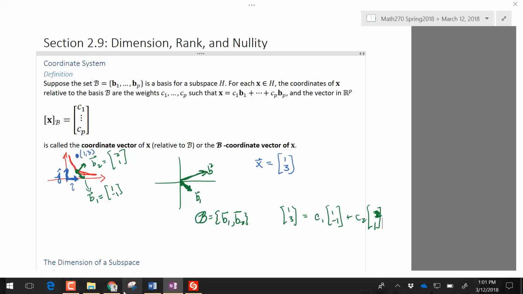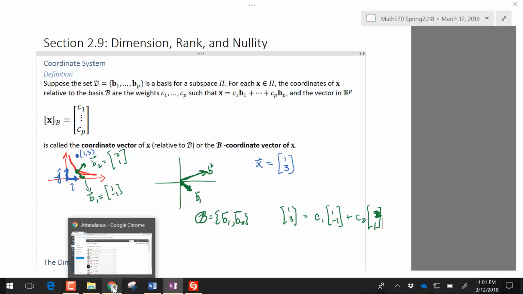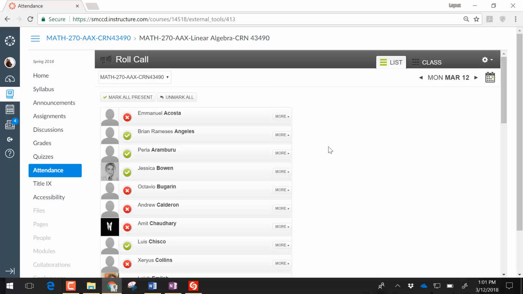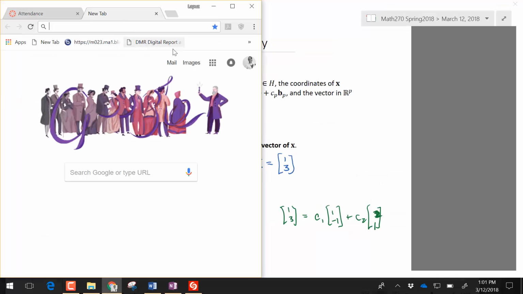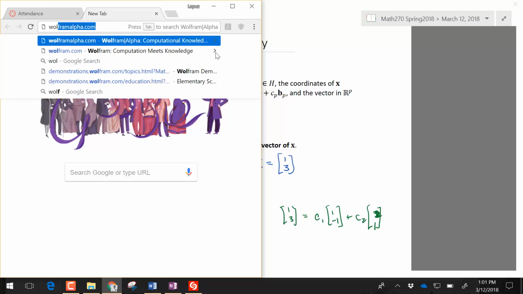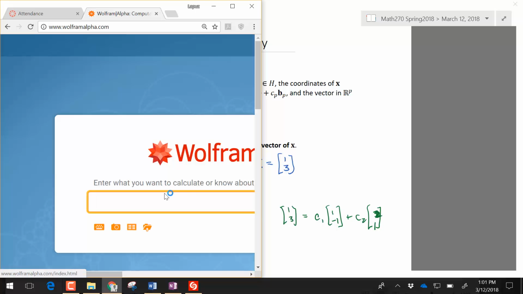All right, where was I? I was pulling out Wolfram Alpha. What is it? Okay. Agree? All right. So I don't have to do this?